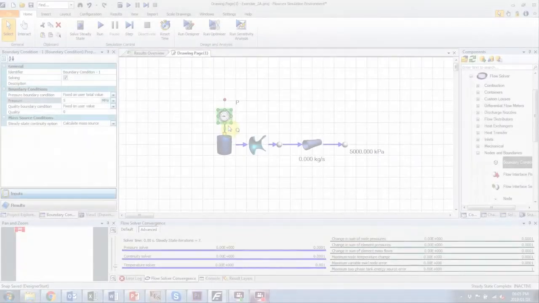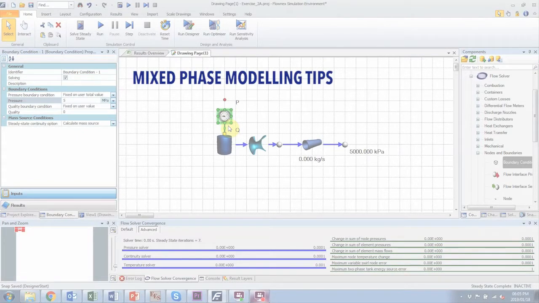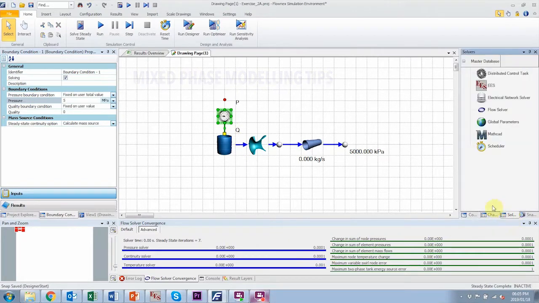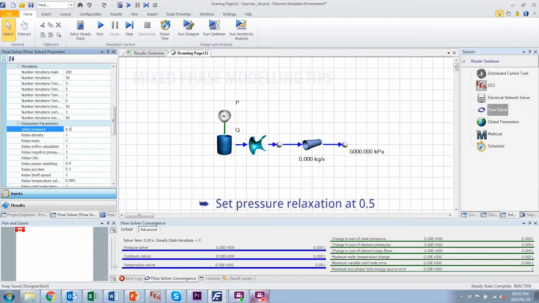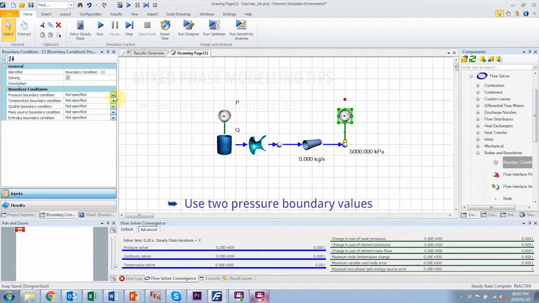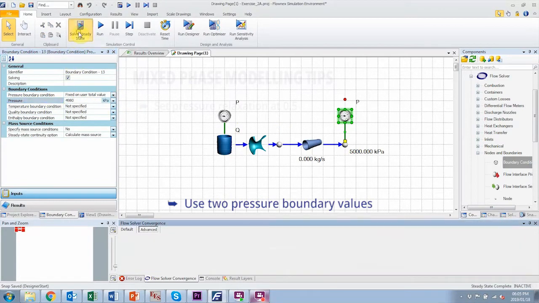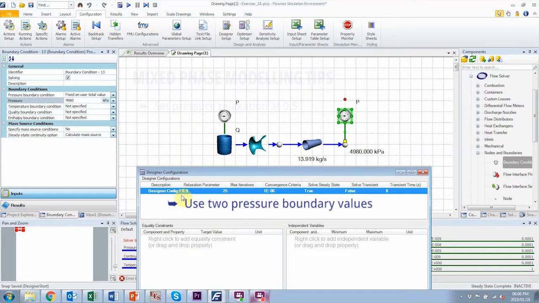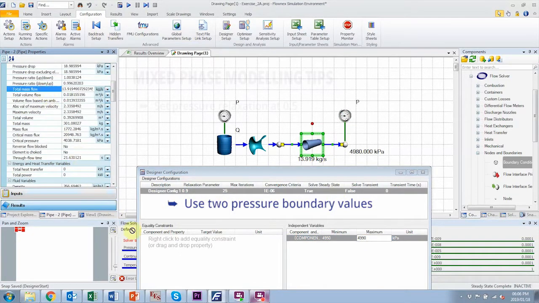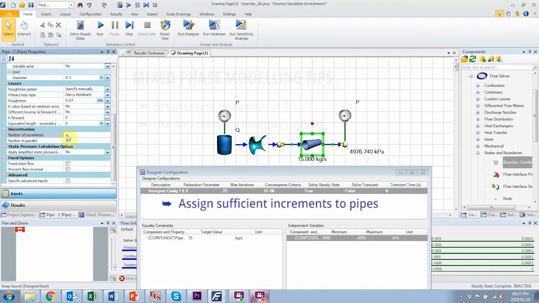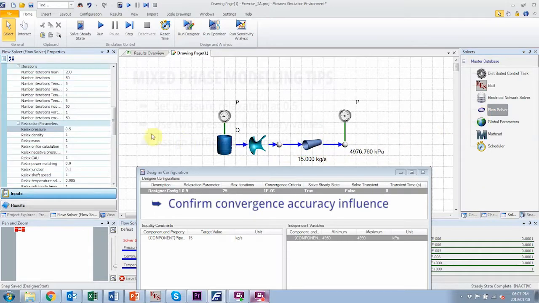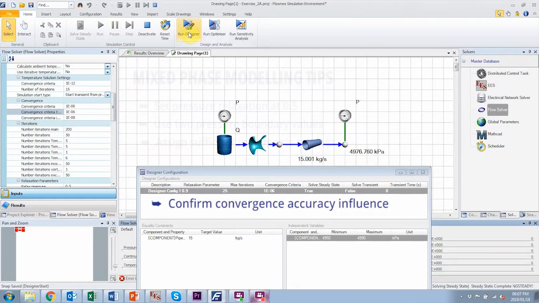While performing this exercise, I would suggest a few general tips for mixed phase flow modeling. I usually start off by changing the pressure relaxation parameter to 0.5 to account for the large density changes that are to come. Also, it is better to have two pressure boundary values than using a mass source boundary value. This aids convergence by setting the pressure limits from which densities and thereby the related mass flow is calculated. And it allows choking to be freely incorporated. Make sure that you have assigned enough increments to the pipe to ensure grid independence, and confirm that the convergence accuracy is sufficient for the model's purposes.